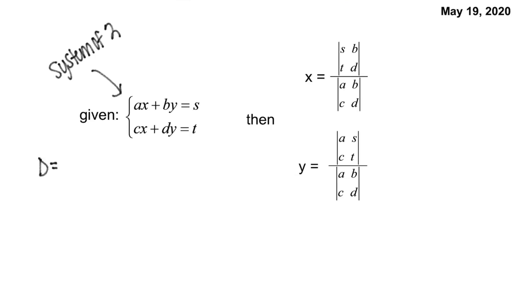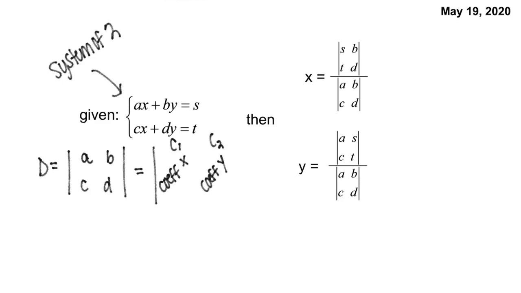So the determinant is going to equal A, B, C, D. The determinant is made up of the coefficients of x in column 1 and the coefficients of y in column 2. Cross multiply, subtract those 2 values, and you get your determinant. Now the determinant for x is given up here.